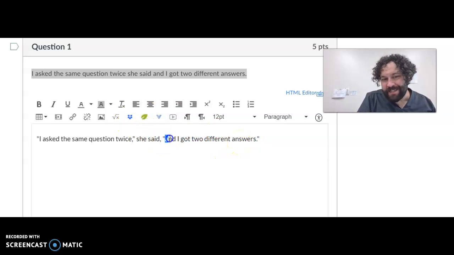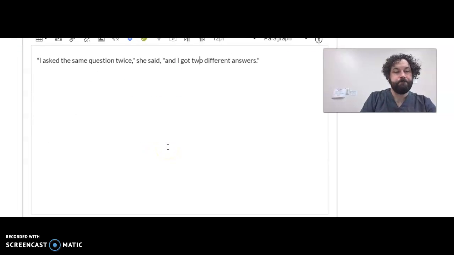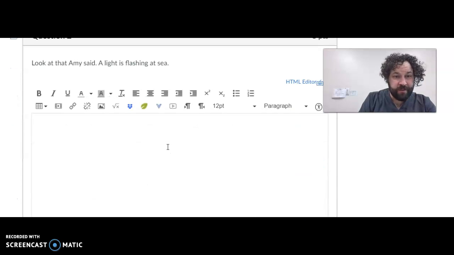Why didn't I capitalize this? Well, it's part of a larger sentence. If you had written it without the dialogue tag, you wouldn't have capitalized the and so you won't in this case either. Let's look at question 2 on this same one.